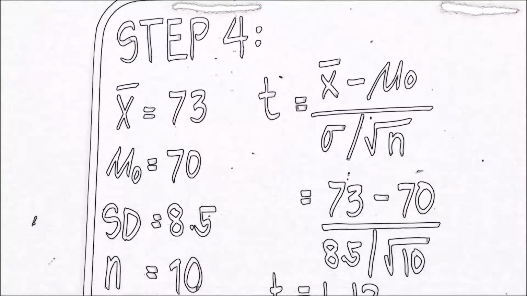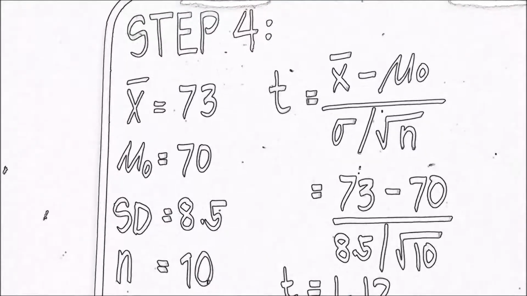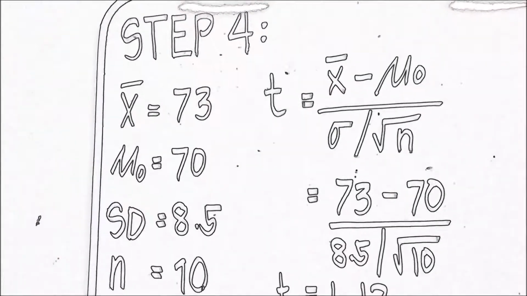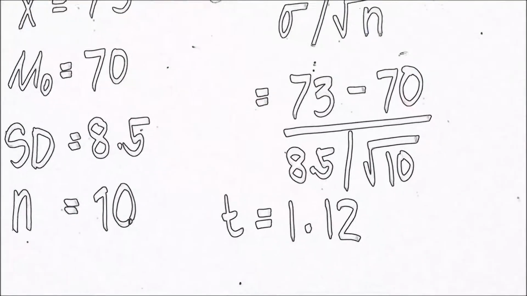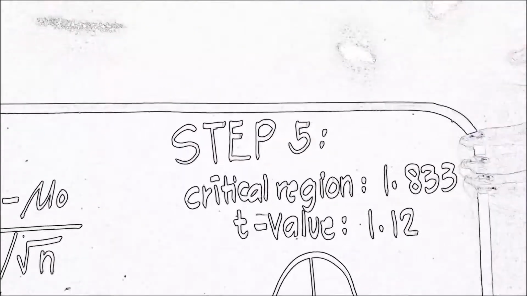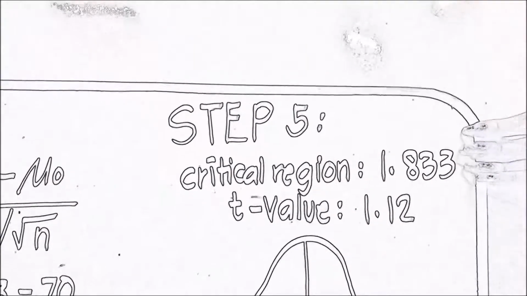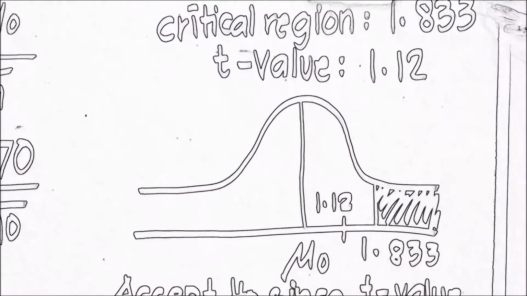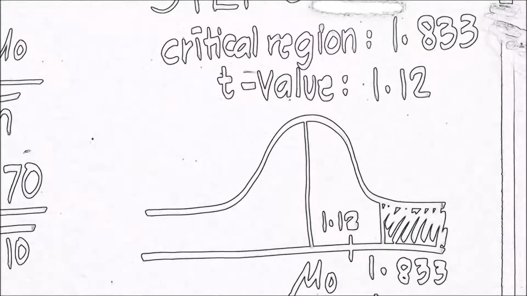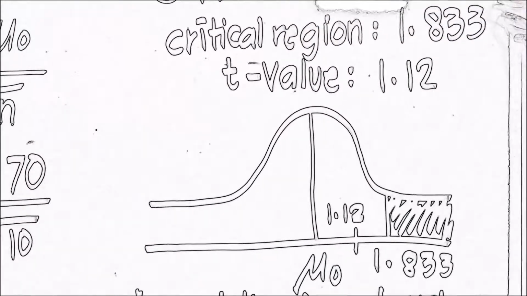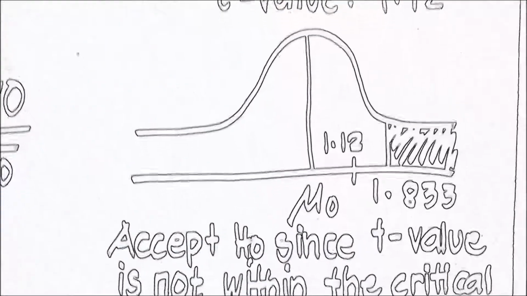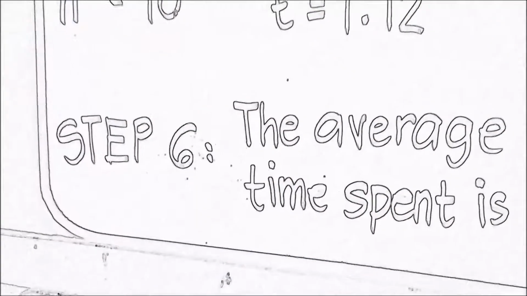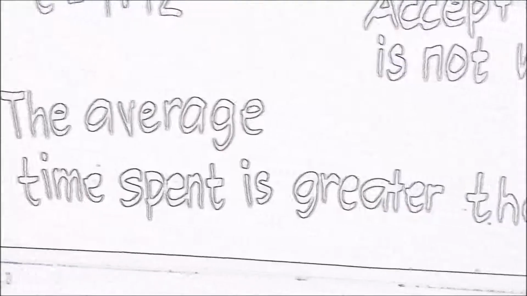In step 4, to compute for the t-value, we have to use our problem's given data. Use the formula and substitute what's in the data to the formula to get the answer of t equals 1.12. In step 5, we have to use our step 3's critical region of 1.833 and our step 4's t-value of 1.12. Create a curve that is one-sided, which is shaded on the right side because our HA is greater than, and accept our HO since our t-value is not within the critical region, which brings us to our conclusion in step 6 that the average time spent is not greater than 70 minutes.